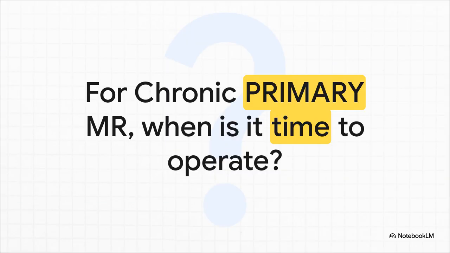Now let's switch gears to the much more common scenario, the patient with chronic primary MR. Here, the name of the game is timing. It's everything. Your goal is to intervene before the left ventricle gets permanently damaged from years of that volume overload. So what are the tripwires? What tells you it's time to call the surgeon?